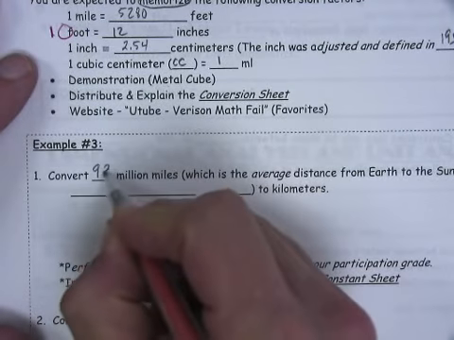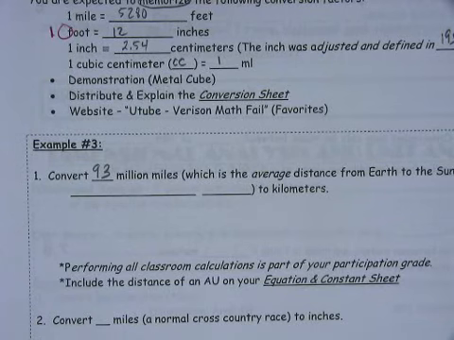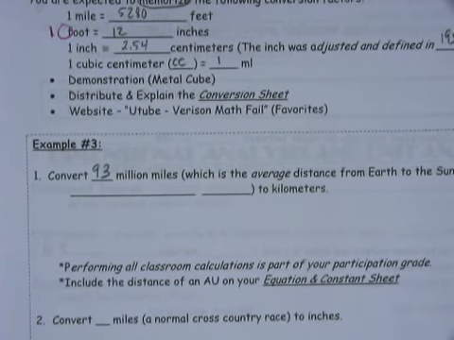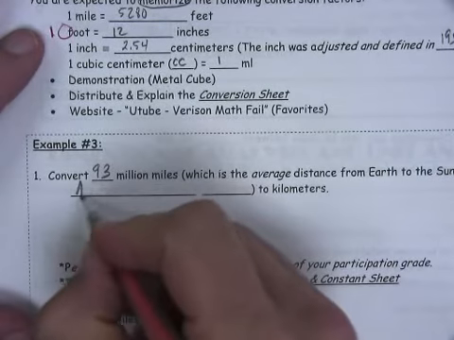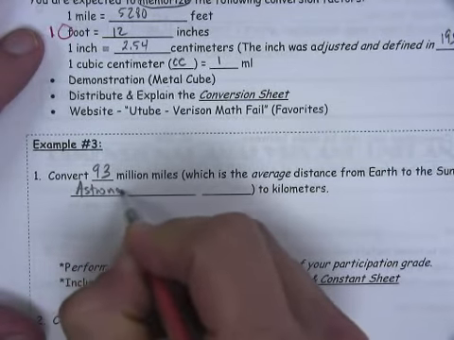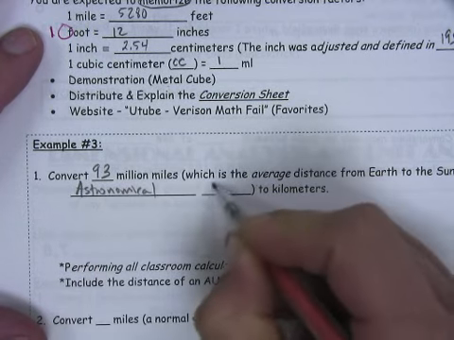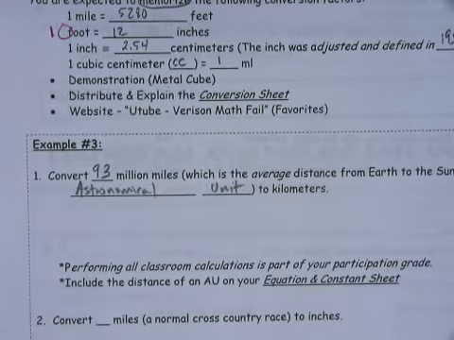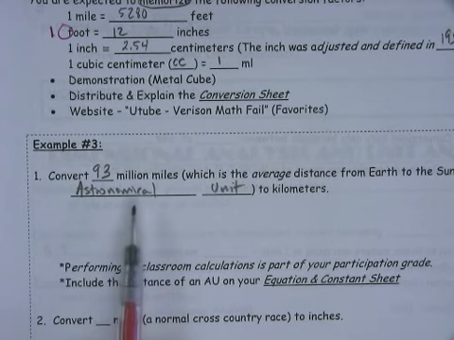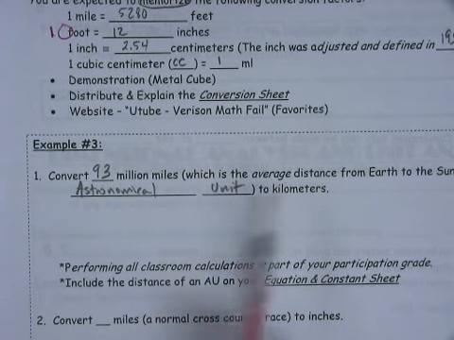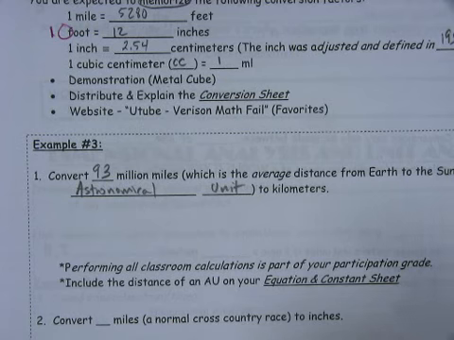All right, the first thing we need to know is that there's 93 million miles between the sun and the earth, and we give that a name. The name we give that is called an astronomical unit. And so we're going to convert 93 million miles, which is the distance between the sun and the earth, called an astronomical unit, to kilometers, and we're going to use the conversion sheet.